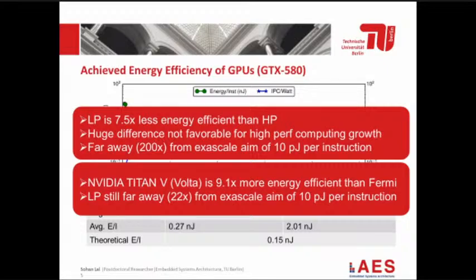So the key takeaway message from here is that there is a huge difference between the theoretical energy efficiency of the GPU, what the GPUs say they have, and the energy efficiency which you actually get when you run your application or workload there. The gap is large, and we are also far away from the exascale aim of 10 picojoules per instruction.